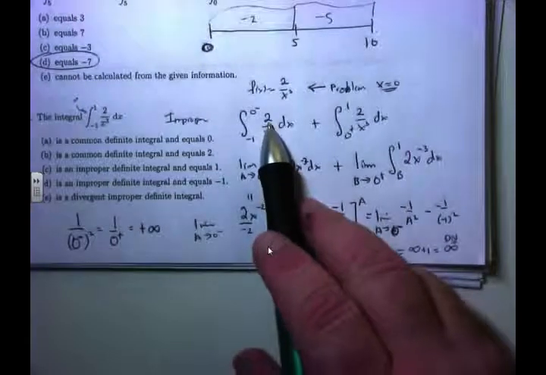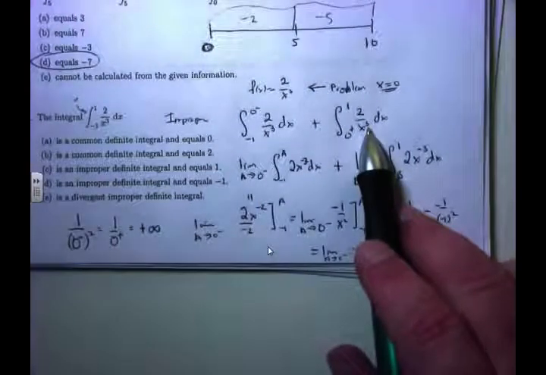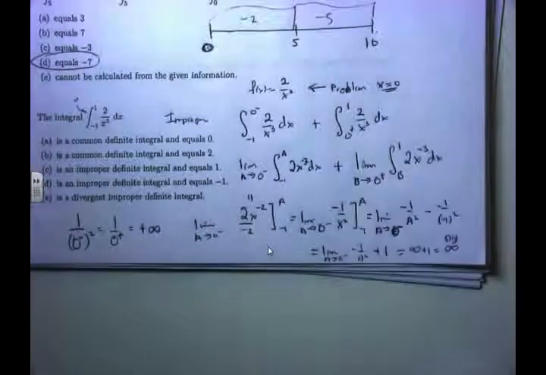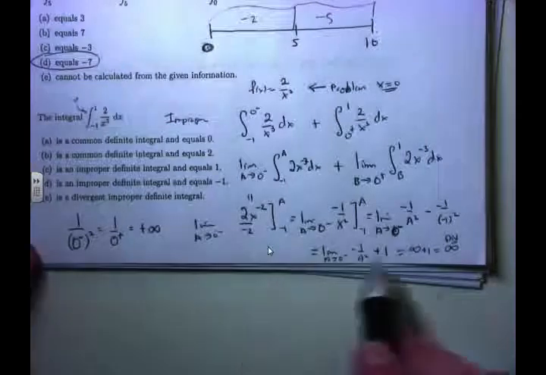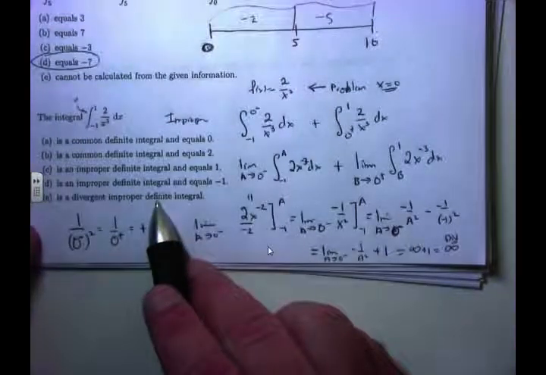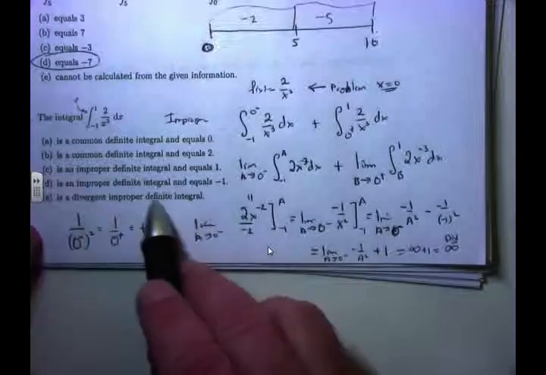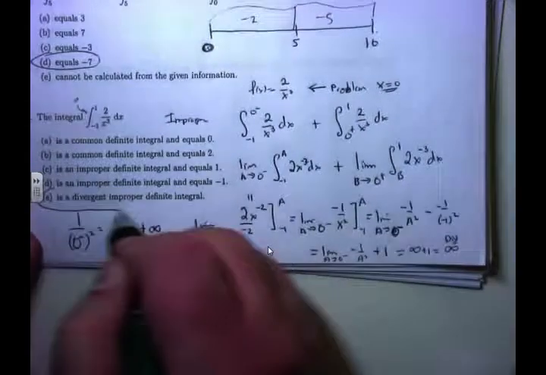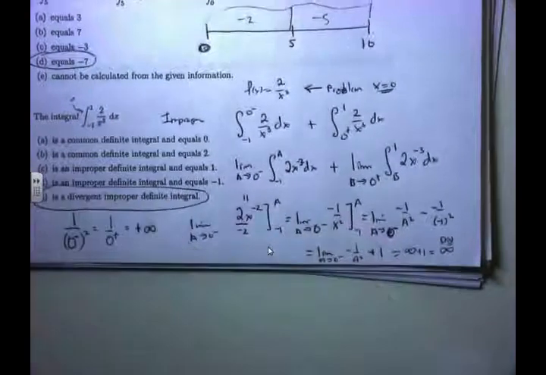I only integrated this guy, and I got divergent. I honestly don't care what this guy does. He's also going to diverge, by the way. But no one cares because if just one guy diverges, one guy blows up, what's going to happen to the whole answer? Divergent. So this is an improper divergent integral. It is a divergent, improper, definite integral. Definite integral means it's got bounds. We're trying to work your definition skills.